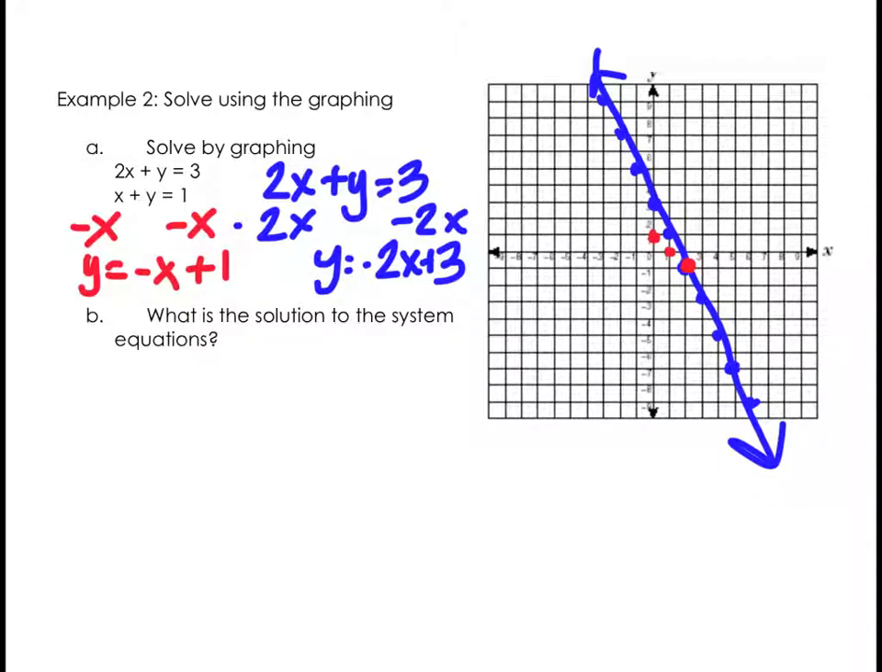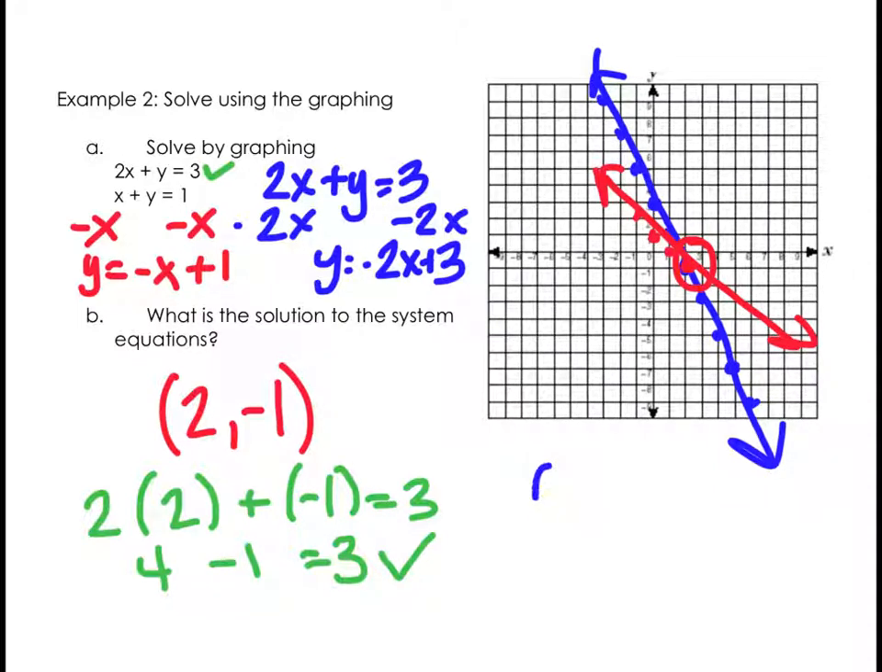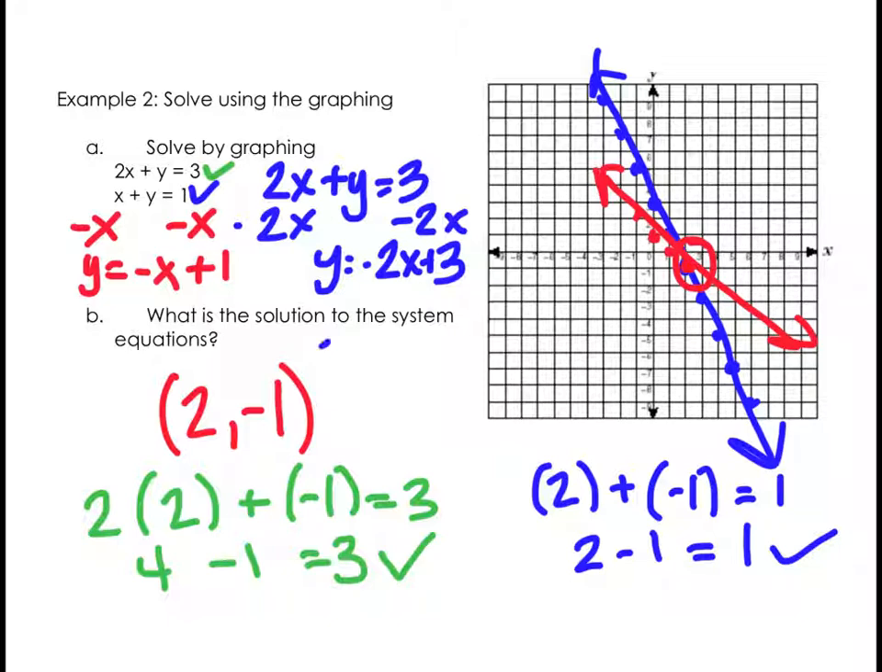And I see it doesn't take long before I have an intersection. It is located at (2, -1). Now I'm going to check my answer and make sure that this works. So 2 times my x of 2 plus my y of negative 1 equals 3. Well, that's 4 minus 1 equals 3, which is true. So I checked my first equation. Now I'll check my second equation. So 2 plus negative 1 equals 1. 2 minus 1 equals 1 is true, so I checked my second equation, and this is my solution.